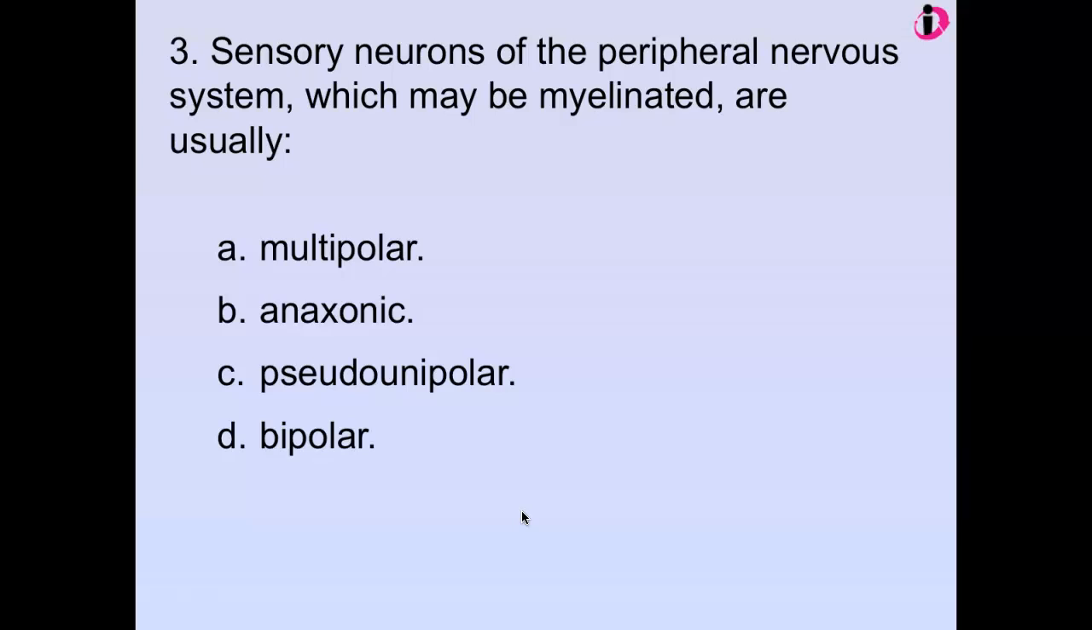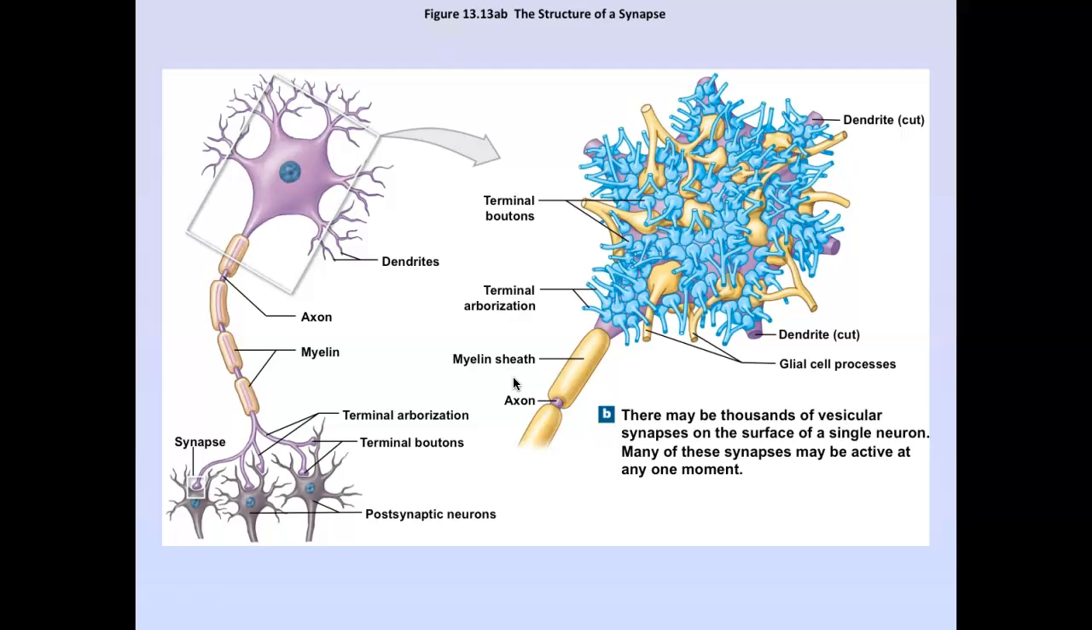Sensory neurons of the peripheral nervous system, which may be myelinated, are usually. All right, so hopefully this is easy. Sensory neurons are pseudo-unipolar, right? Okay, so that's your answer. All right, so let's look at nerve impulses.